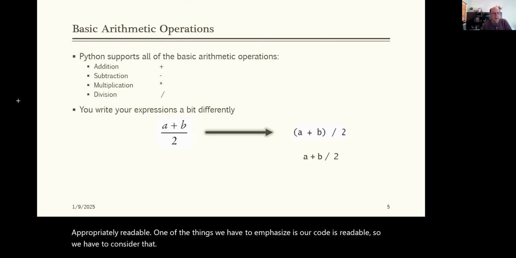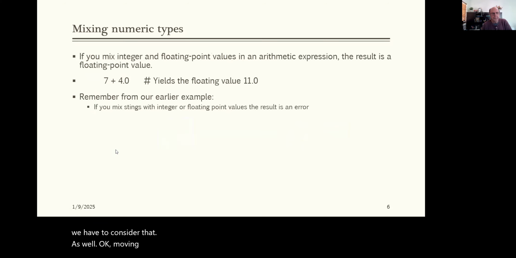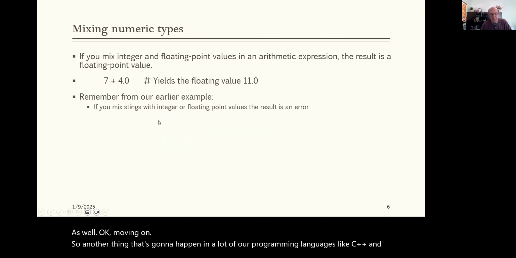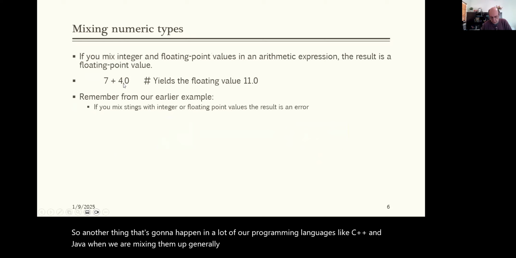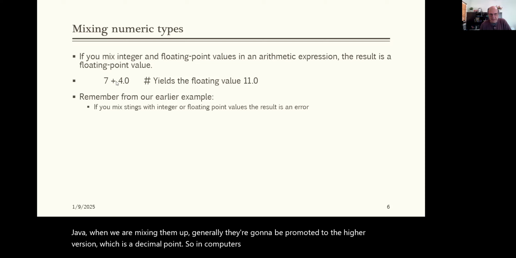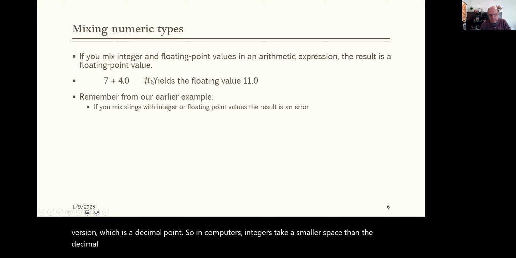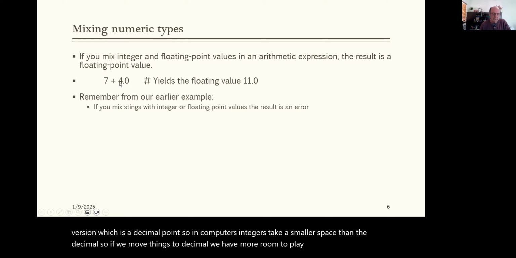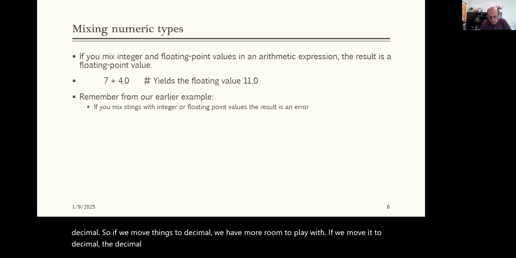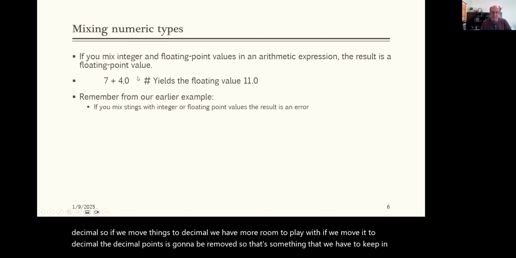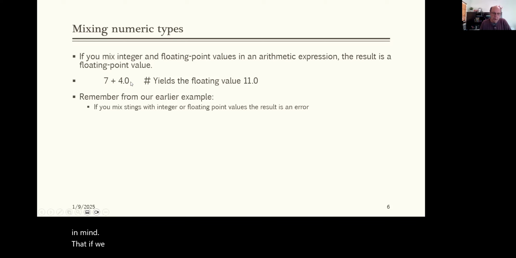Okay, moving on. Another thing that happens in a lot of programming languages like C++ and Java, when we are mixing them up, is that generally they're promoted to the higher version, which is the decimal point. In computers, integers take a smaller space than decimals, so if we move things to decimal, we have more room to play with. If we move it to an integer, the decimal points are going to be removed. So we have to keep in mind that if we force a floating point to be an integer, we're going to lose its decimal point.